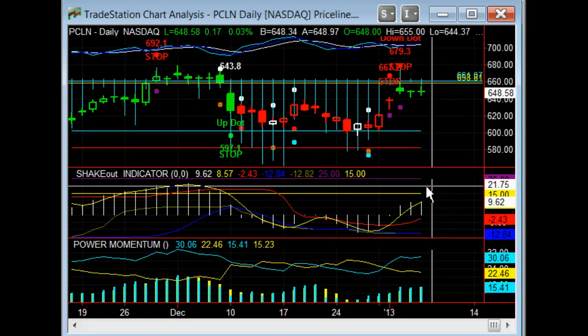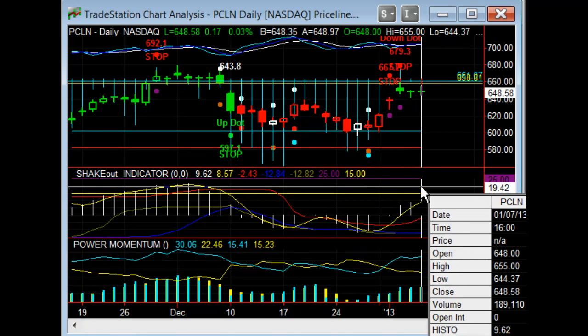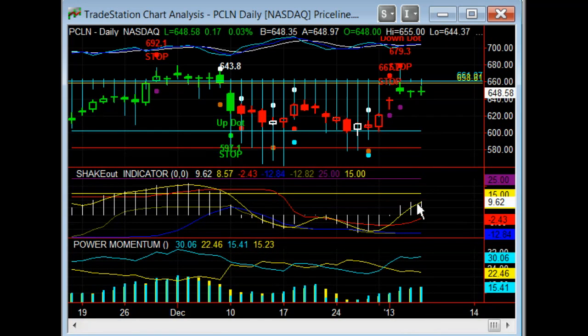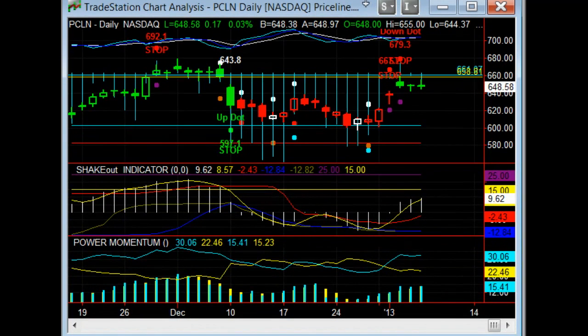Let's see what our shakeout readings are. We had a 9, now 962, still rising, but the rate of ascent has declined. This is where we begin to get our opportunities to jump into some of those short setups, because it gives you time, because these people take a little while to get out of their positions and also to begin setting up for their shorts. It just doesn't happen overnight.